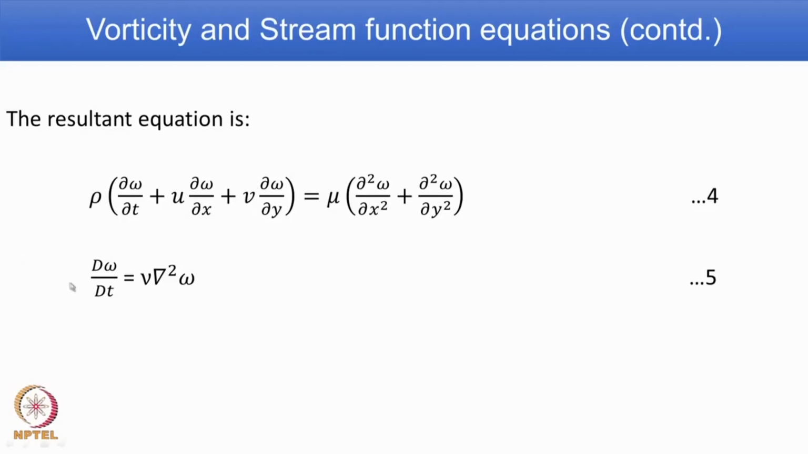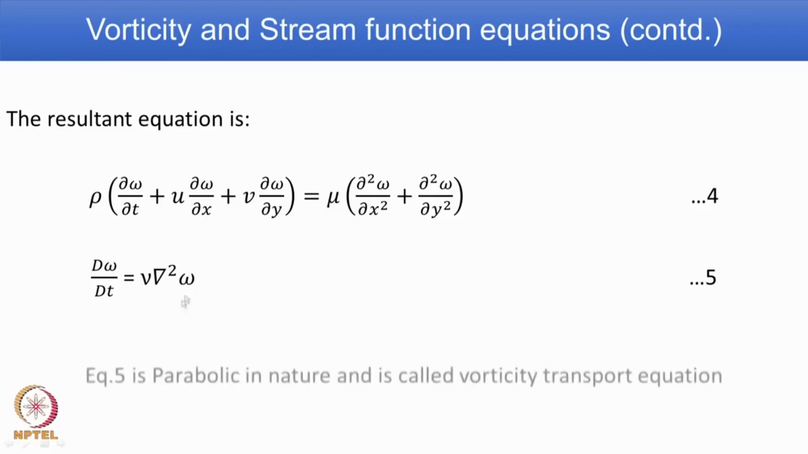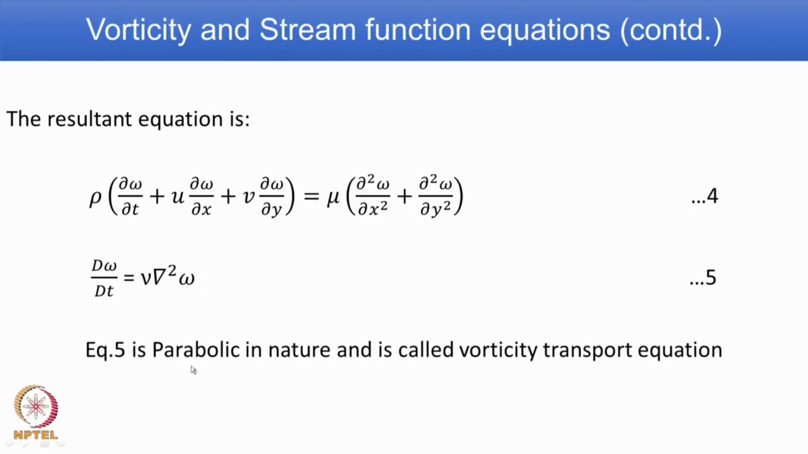So, if I express in terms of total derivative D by Dt of omega representing all the 3 terms here on the left hand side, and then right hand side is given by mu into del squared omega. So, this equation 5 is actually what is known as parabolic in nature. We are going to talk about equation nature next week. So, we will come to know what is parabolic in nature. Right now we just accept this is parabolic, and that equation 5 is what is known as a vorticity transport equation.